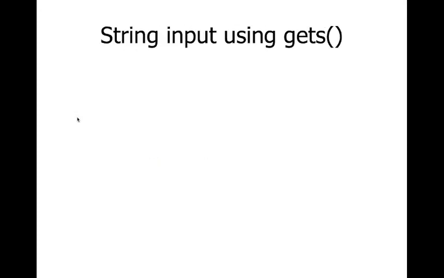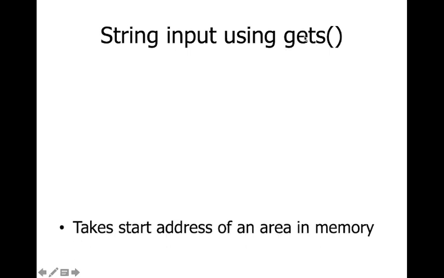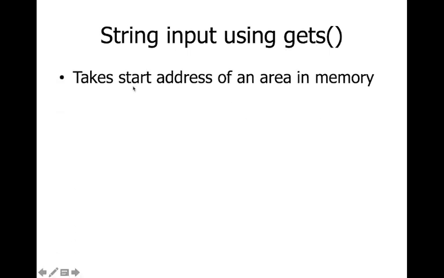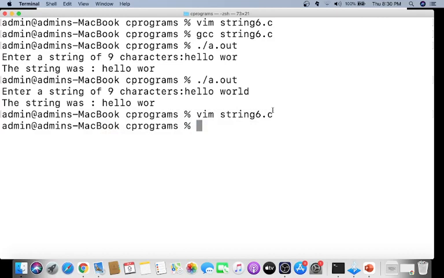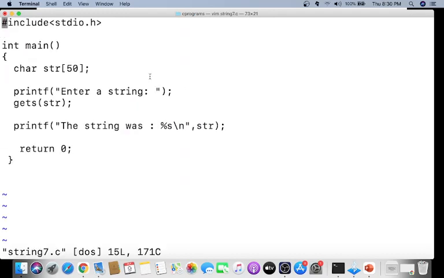Now we have one more method to get input using gets. It is similar to puts. We can use gets also. It takes the starting address of an area in memory. It simply gets the string. It is simple to use this also. So we will see an example. vim string7.c. So this is an example.